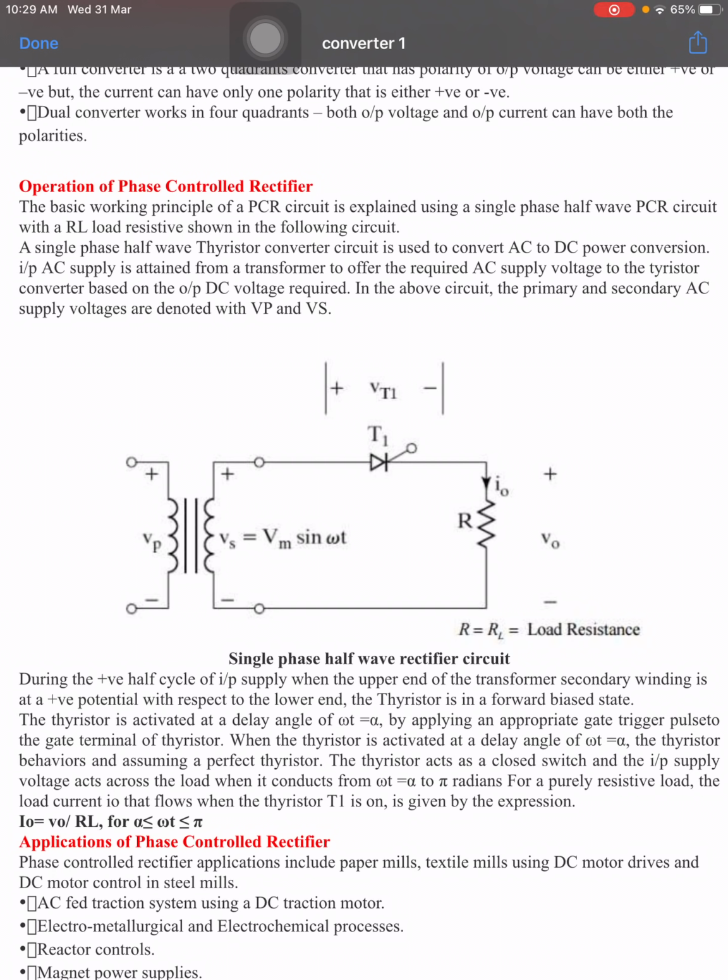The AC voltage is converted by the thyristor based on the DC output voltage. Vp is the primary voltage and Vs is the secondary voltage. The thyristor T1 should be turned on when you are applying the positive voltage. When the thyristor is turned on, it acts as a short circuit, so the thyristor voltage is equal to 0, because the internal resistance is equal to 0.